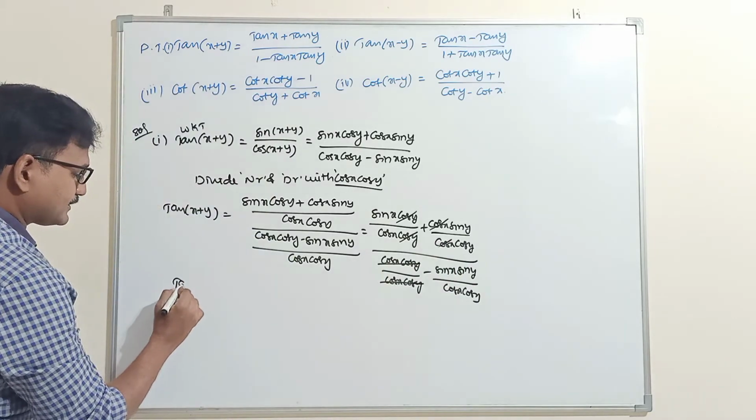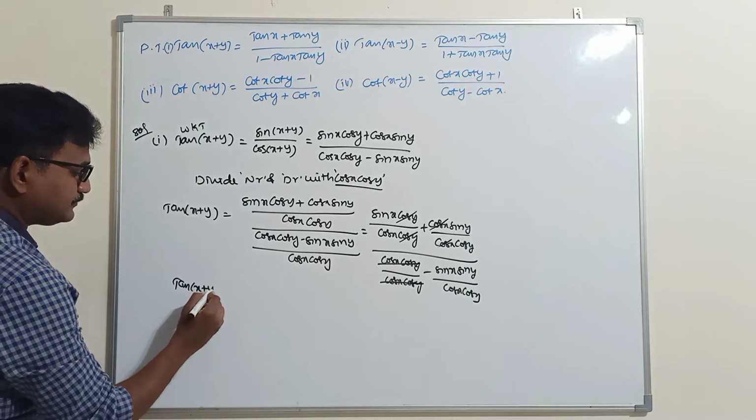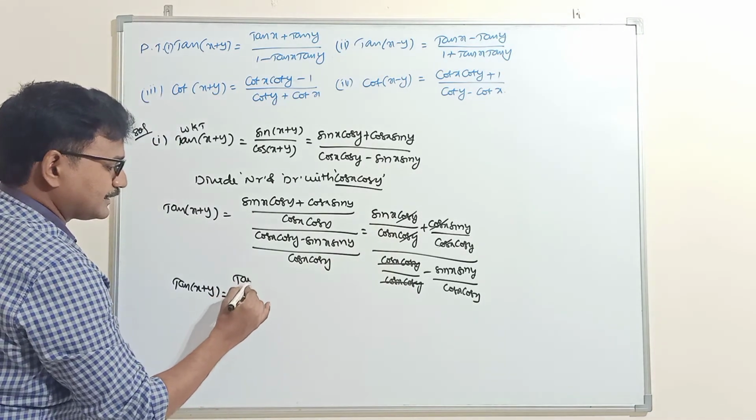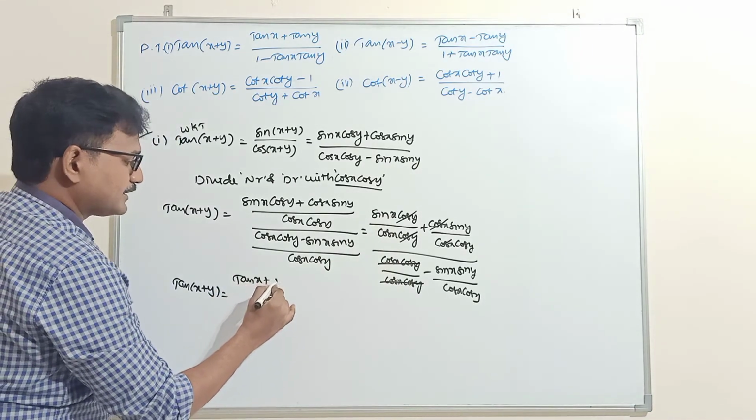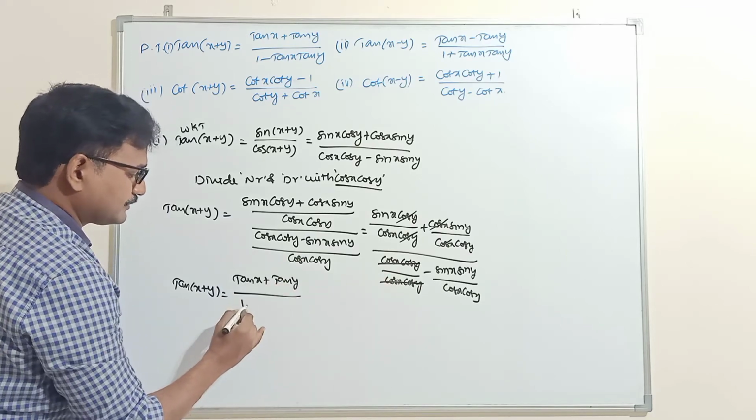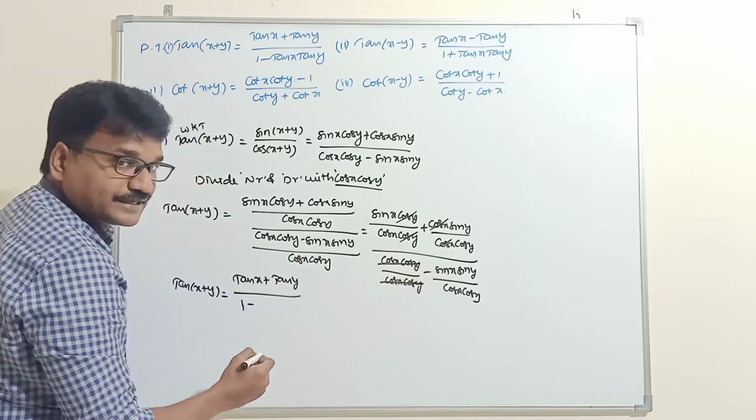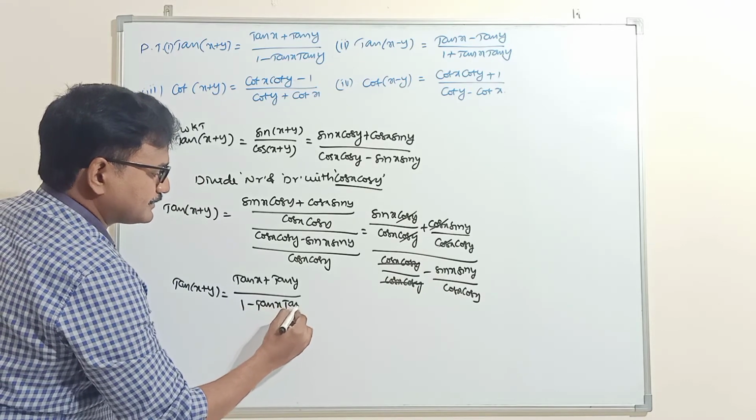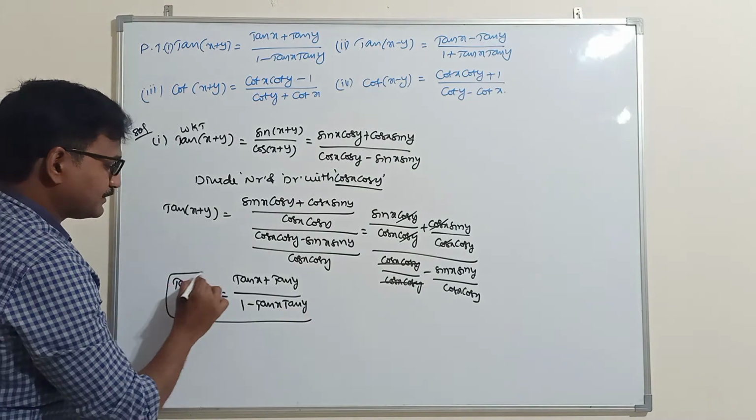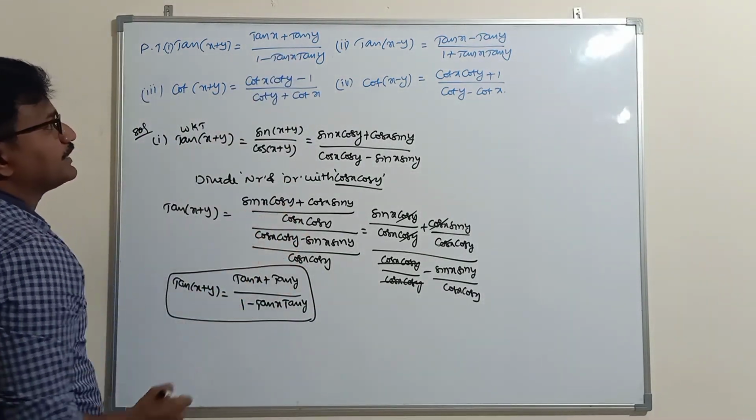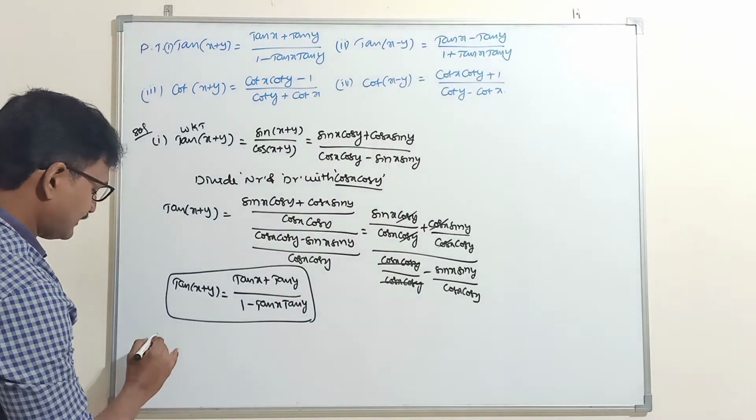Then tan of x plus y is equal to sin x by cos x is tan x plus sin y by cos y is tan y, by, here you will get 1 minus sin x by cos x is tan x into sin y by cos y is tan y. So this is the formula for tan of x plus y: tan x plus tan y by 1 minus tan x tan y.